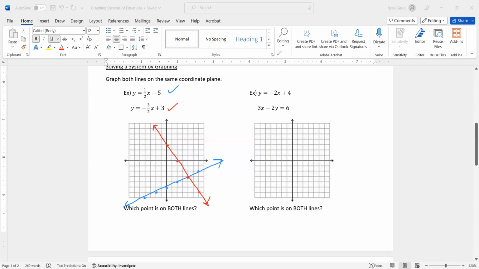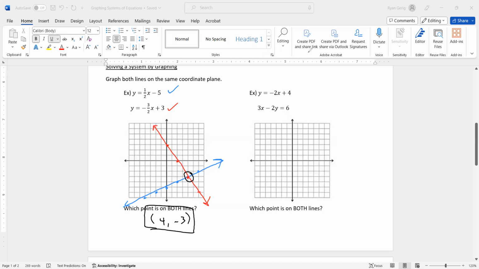Is there a point that's on both lines? Hopefully you see that that point is right there. That point is on both lines, which means it works for both equations. What are the coordinates of that point? It is (4, -3). And that right there is my solution. If you take 4 and put it in for x on both of them, you'll get -3 for y on both of those.